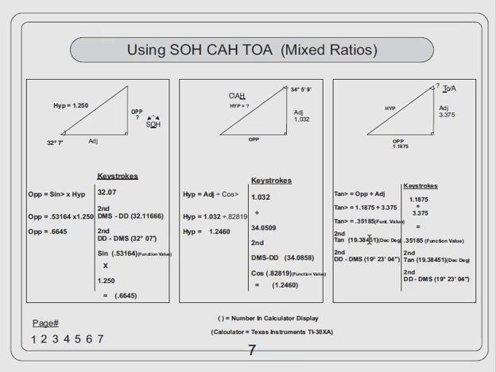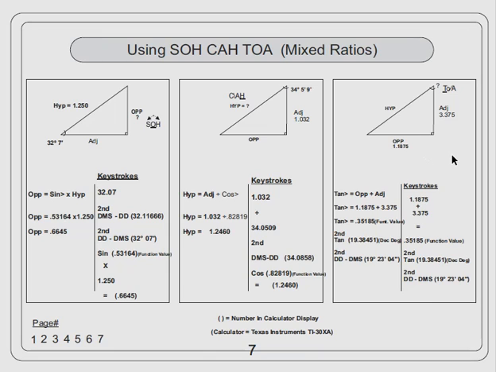Then we convert that function value to a tangent angle by using these two keystrokes. And in the display of the calculator, we'll see a decimal degree answer. Then we convert that decimal degree answer to degrees, minutes, and seconds by using these two keystrokes. And in the display, we'll see the final answer for the unknown angle as 19 degrees, 23 minutes, and 4 seconds. And these are the keystrokes to accomplish that solution.